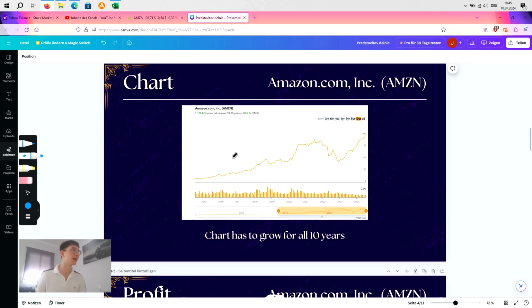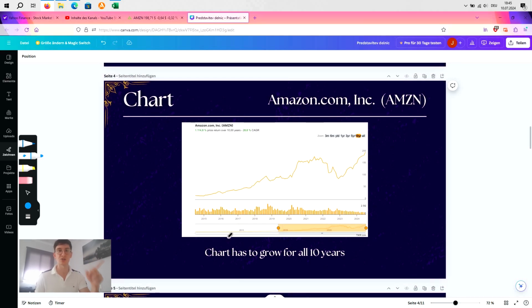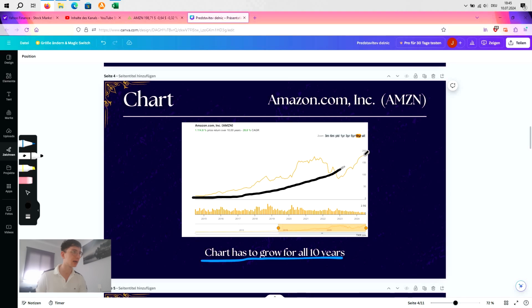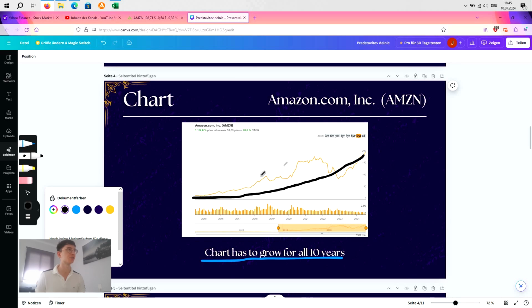Now let's begin with the analysis, and first of all we are going to analyze the chart. So chart, we have a little instruction that tells us chart has to grow for all 10 years. Now what exactly does that mean? That means that I will first of all draw a little exponential line, kinda like that. And now we are going to compare the actual stock price chart, which is here the orange line, with that growing line. And then we want to see whether they follow each other, because the point is that we invest in companies that are growing exponentially. We invest in companies that are constantly growing, and this is what we analyze right now here, okay?